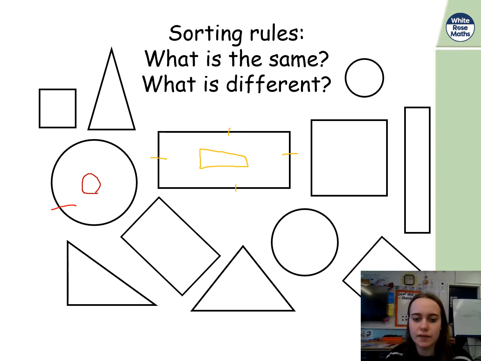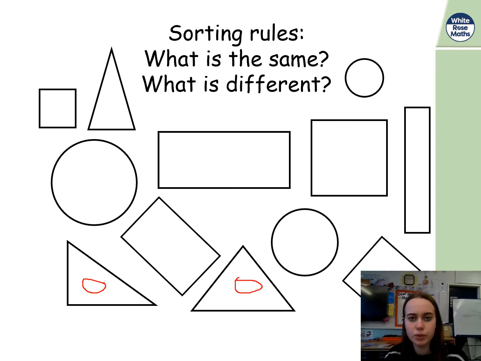Now this time I'd like you to have a think about how this shape and this shape are similar. How are they the same? In some ways they're different. We can see that they look a bit different, but also they have similarities. So these are the same because they've both got 3 sides and 3 corners and are in fact triangles.